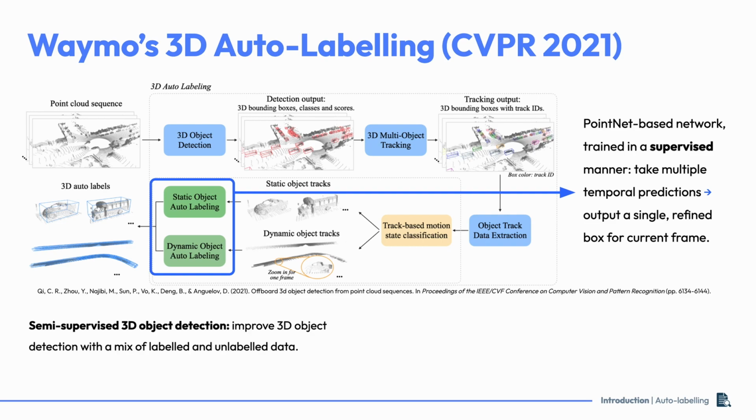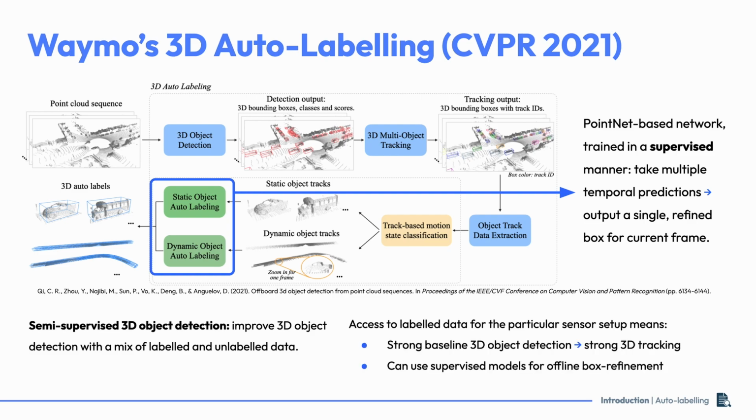You can classify this kind of work as semi-supervised 3D object detection, and basically the idea is to improve your object detection with a mix of labeled and unlabeled data. In this kind of approach, you have access to labeled data for your particular sensor setup, which means you have a really strong baseline 3D object detector, and when you have strong detection, you then have strong 3D tracking. You can also use your supervised models for offline box refinement, because Waymo already has so much labeled data that they can do that for their label refinement.